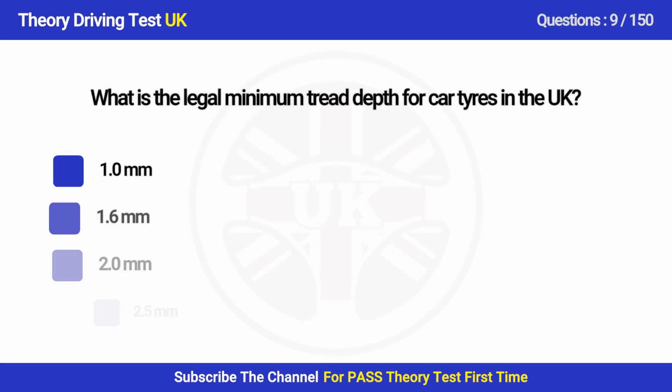Question 9. What is the legal minimum tread depth for car tires? A. 10 mm, B. 16 mm, C. 20 mm, D. 25 mm?